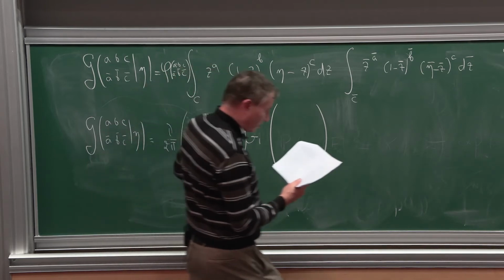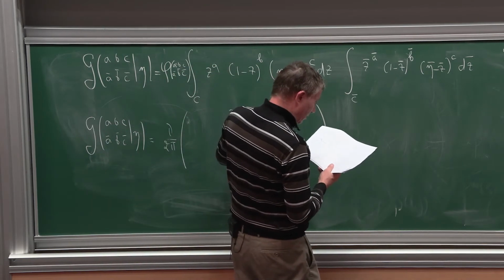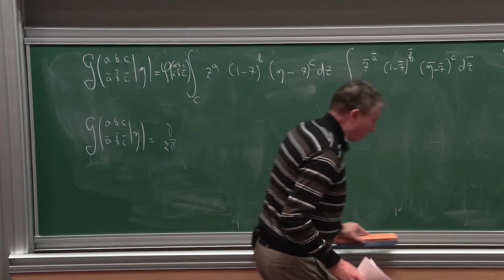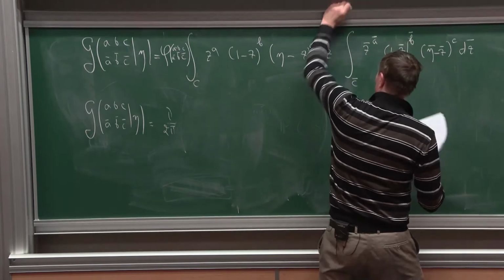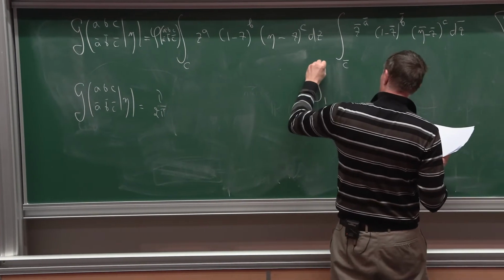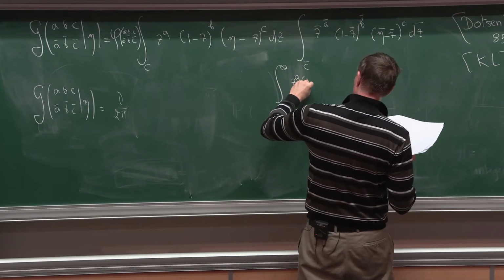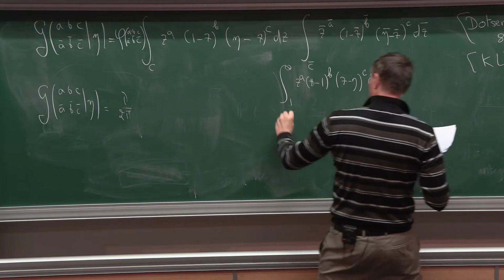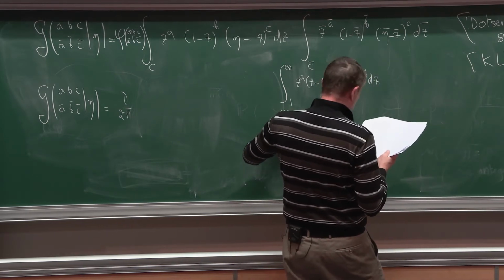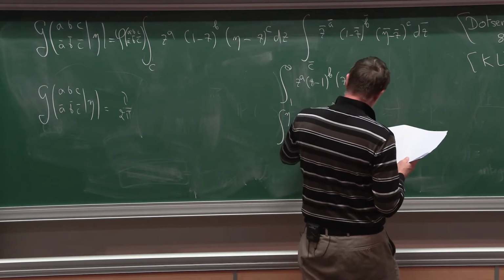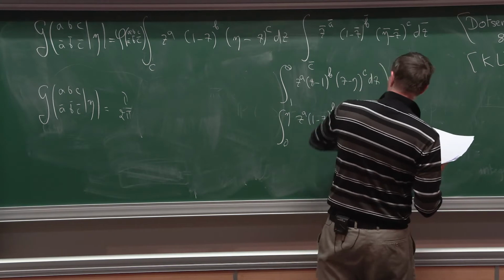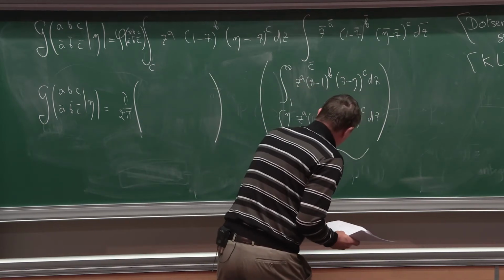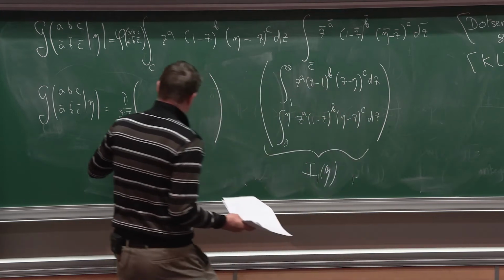So I have here a vector that is an integral from 1 to infinity, z to the a, z minus 1 to the b, z minus eta to the c, dz. And then an integral from 0 to eta, z to the a, 1 minus z to the b, eta minus z to the c, dz. I call that one I1 of eta.